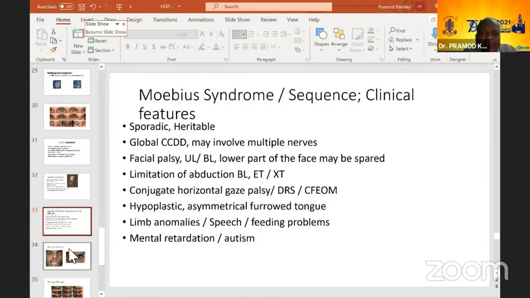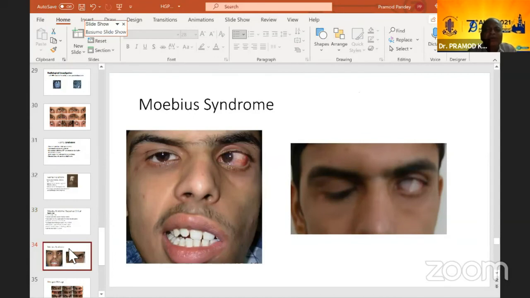There is a conjugate horizontal gaze palsy, DRS, CFEOM could be sitting together with Mobius syndrome. So these possibilities should be there. About one third of cases have DRS, bilateral DRS. So when you have DRS, you should also look for Mobius. So look for facial nerve function, and you may find that this is actually Mobius, which is presenting as just a DRS. There is hypoplastic asymmetrical furrowed tongue in some of these cases, limb anomalies, speech, feeding problems, and mental retardation and autism are important features which need joint approach with neurologist and with pediatrician, and for autism, all that is required.